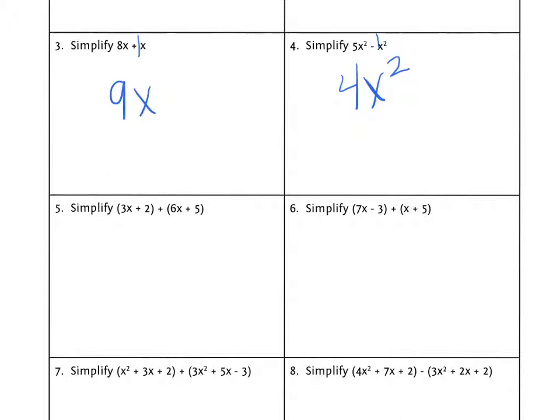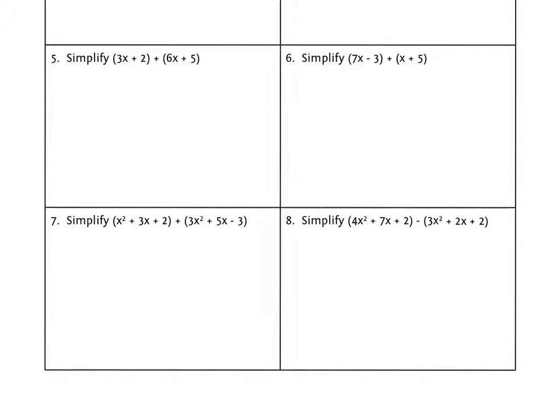Now, when the parentheses are here, it doesn't really make it that much tougher. We have to look a little harder to find the like terms. So we've got 3x, 6x. Those are the ones with x in them. 3 plus 6 gives us 9x. And then we've got a plus 2 and a plus 5, which is equal to plus 7.